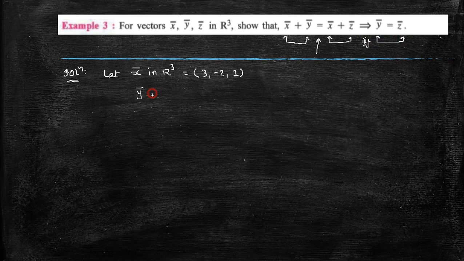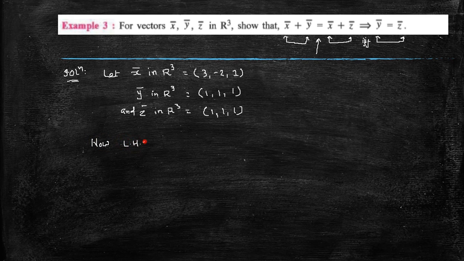So let us take it. Let us assume that vector Y is 1 1 1. Let us make it simple, okay? And vector Z in R3 is also 1 1 1. When there is no value given or no element in either of the vectors, we should keep it simple to show this thing.